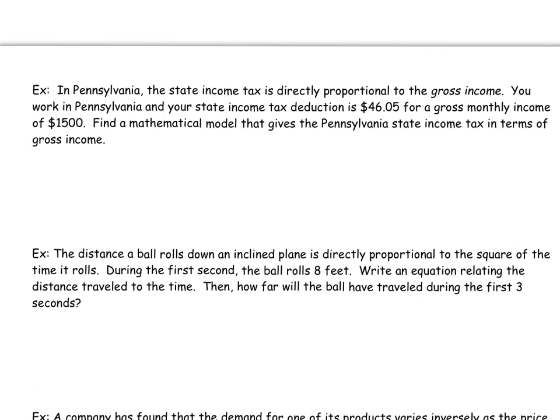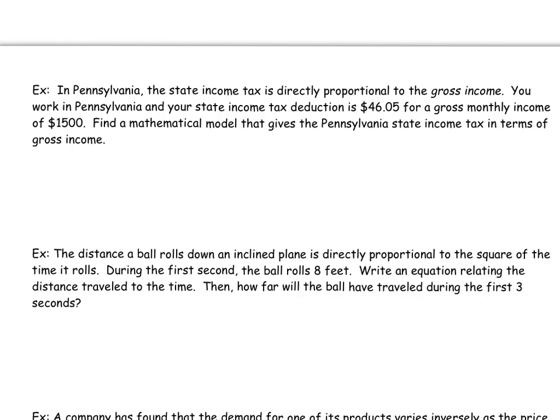In Pennsylvania, the state income tax is directly proportional to the gross income. You work in Pennsylvania and your state income tax deduction is $46.05 for a gross monthly income of $1,500. Find a mathematical model that gives Pennsylvania state income tax in terms of gross income.